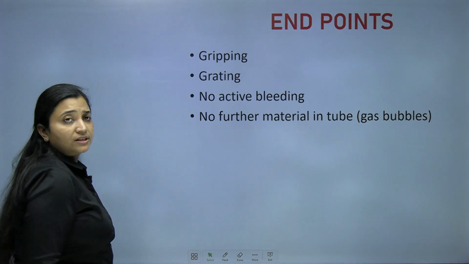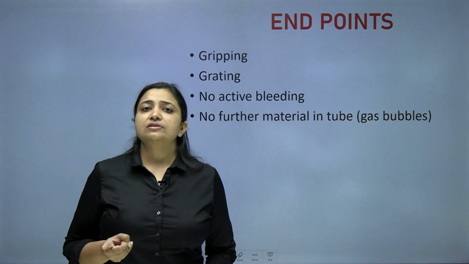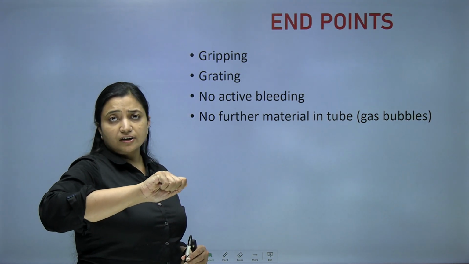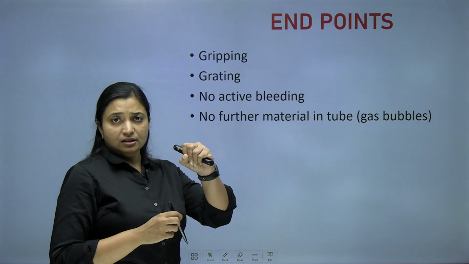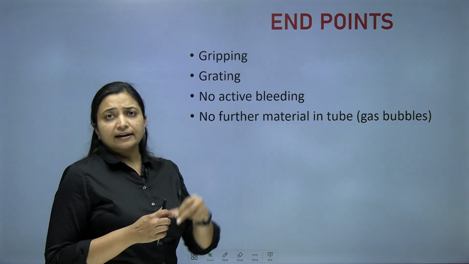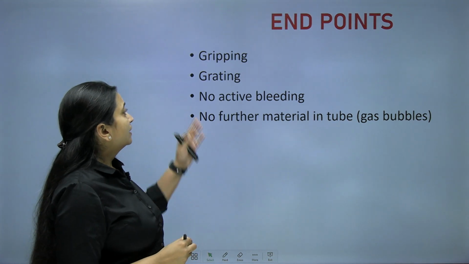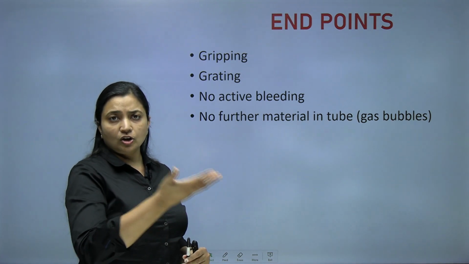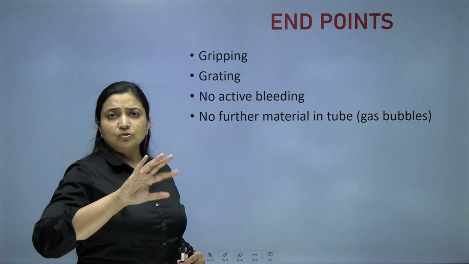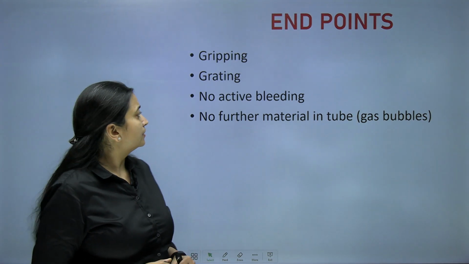Last exam question is how do you know that your procedure of dilatation and evacuation is complete? So the end point is that you get a gripping sensation. The cervix which was being dilated and soft now starts becoming tighter and tighter and it grips your instrument. You have difficulty in rotating. Grating sensation in the curette or in the movement of the cannula, you feel that you are grating at something which is firm and now it is not that soft.